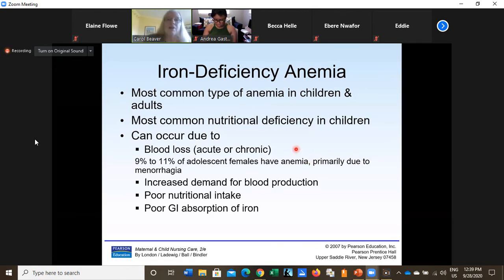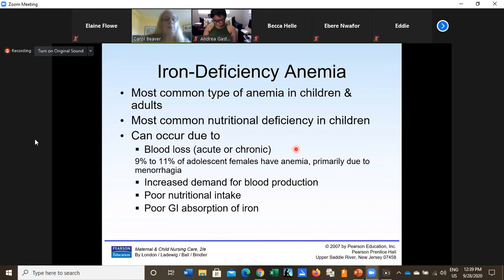All right, so iron deficiency anemia is our first exemplar here. It's the most common type of anemia in children and in adults. And it's the most common nutritional deficiency in children too. So it can occur because of blood loss and increased demand for blood production and poor nutritional intake and poor GI absorption of the iron. So this is sort of redundant, but that's the way it is.